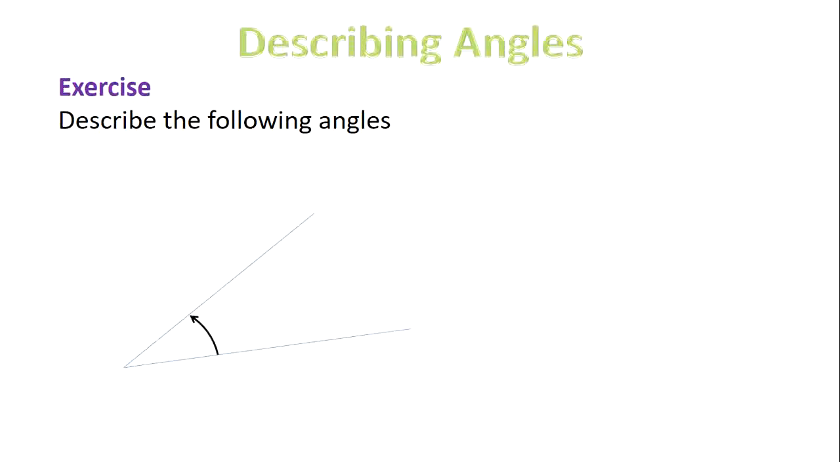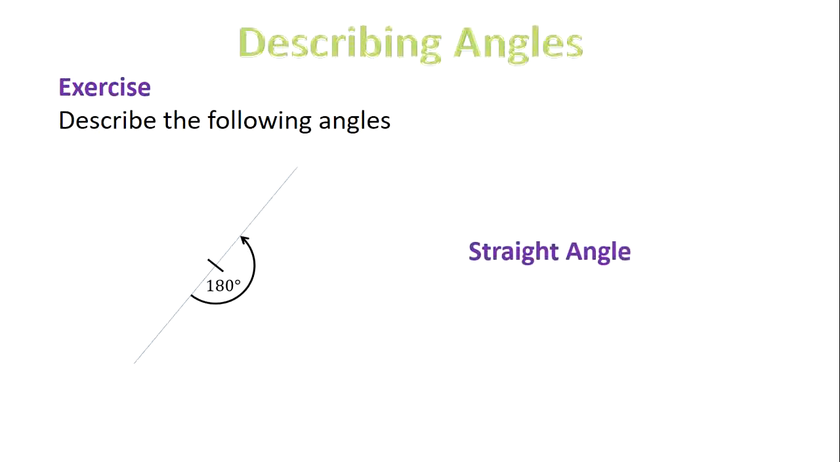Next example. Can you see it's bigger than 0 but less than 90? And we call that an acute angle. Here we have an angle, and it's got that nice symbol that looks like a square, and so we know straight away it's 90 degrees, which is called a right angle. Here we have another angle. Can you see it's 180 degrees? And what do we call an angle that's 180 degrees? We call it a straight angle.